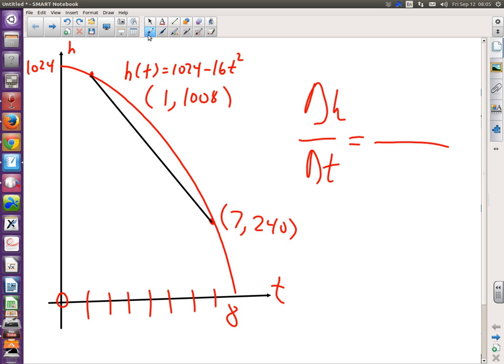So what's the difference in the h's? 1008 minus 240. And what's the difference in the time? 1 minus 7. That whole craziness that they made you memorize about y2 minus y1 over x2 minus x1 is because subtraction is not commutative. In other words, don't write 7 minus 1 if you're starting with 1008. Do you see what I'm saying? Okay. All right, so figure that out.